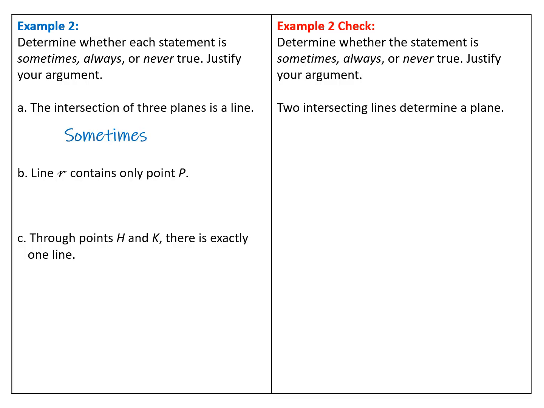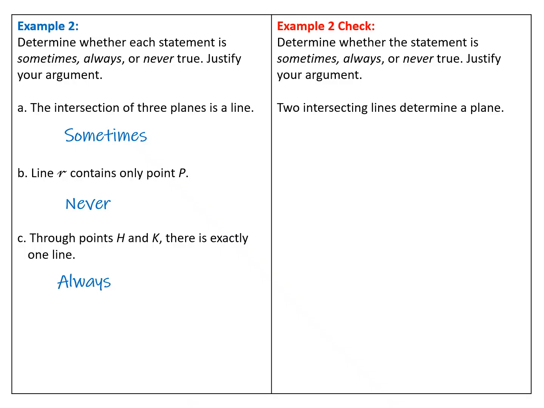The line R contains only point P. Well, between any 2 points there exists exactly one line, and then a line must contain at least 2 points. So it could not contain one. So this is never true. Through points H and K, there is exactly one line. Well, through any 2 points, there is exactly one line. So this one is always true.